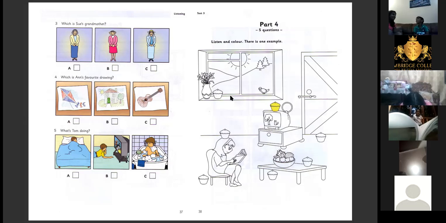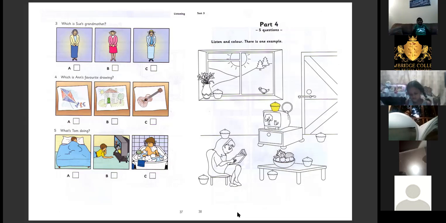Five. Can you see the cake behind the girl's chair? Oh, yes. Can I colour it purple? That's my favourite colour. A purple cake behind the girl's chair. Yes, okay. There. Look. It's a beautiful picture now.